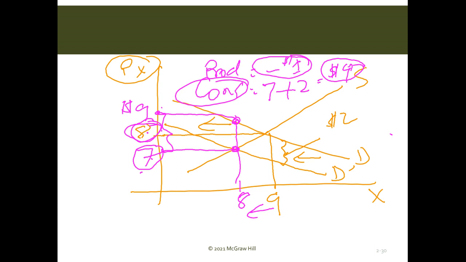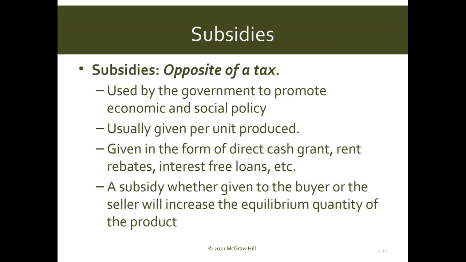The opposite analysis is subsidies. Subsidies are exactly opposite of taxes, used by the government to promote economic and social policy, usually given per unit produced. For example, if government wants high schools to enroll more students, government will give money to those producers who are providing education, in the form of direct cash grants, rent rebates, interest-free loans, etc. These are different forms of subsidies.